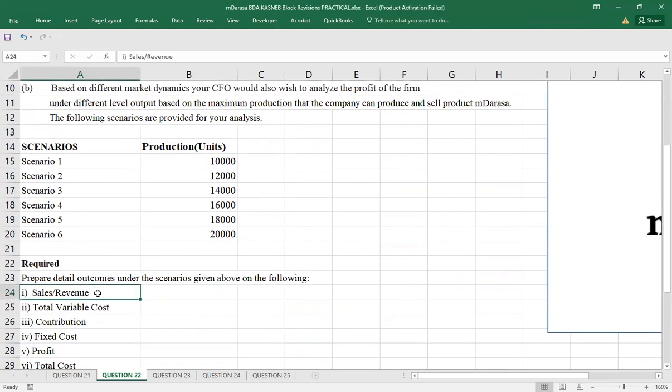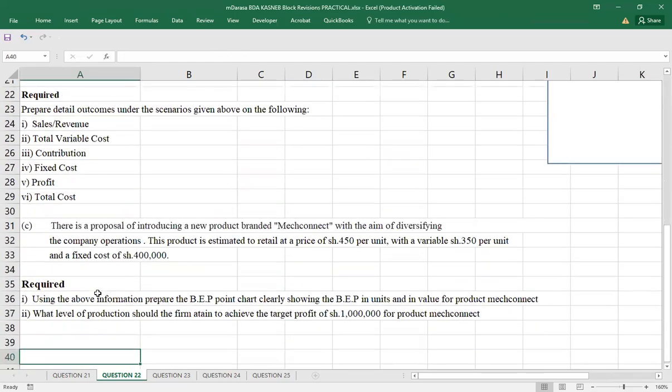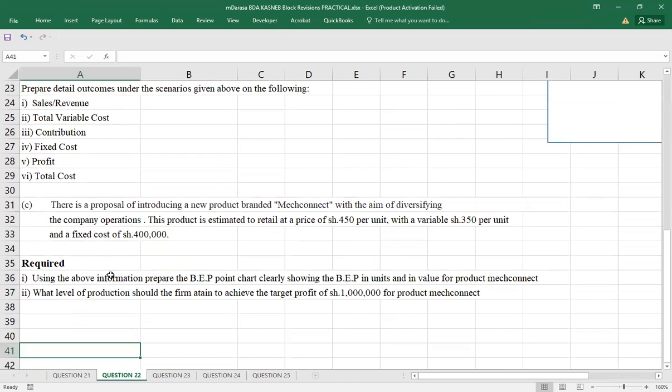Great. Then part C of the question, these are what you are told. There is a proposal of introducing a new product branded Make Connect with the aim of diversifying the company's operations. This product is estimated to retail at a price of 450 per unit with a variable cost of 350 shillings per unit and a fixed cost of 400,000.